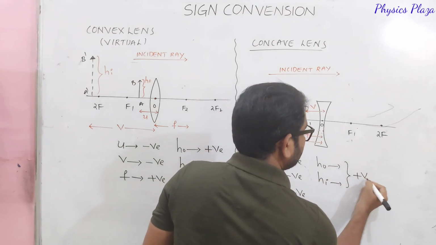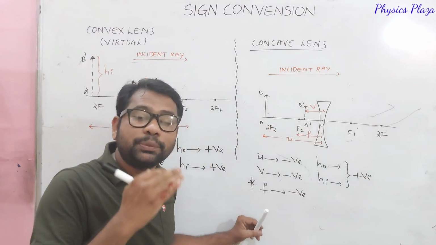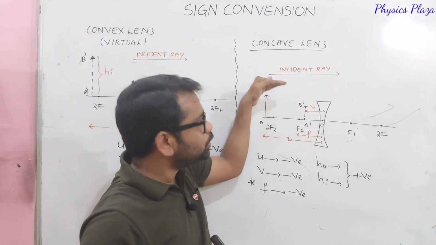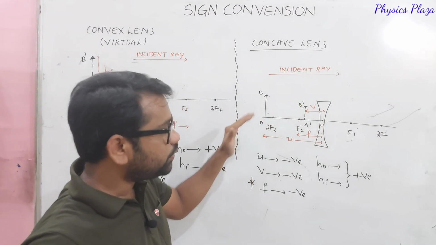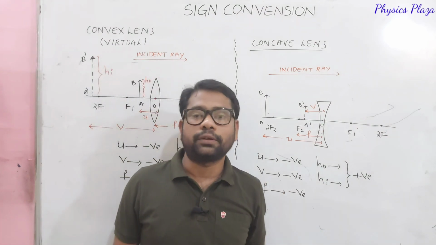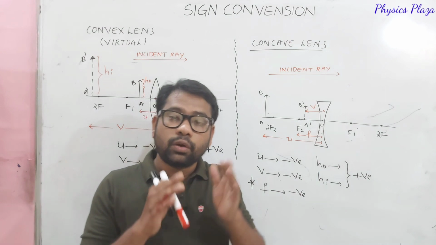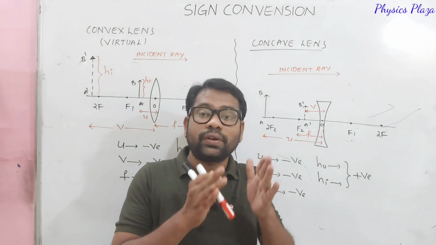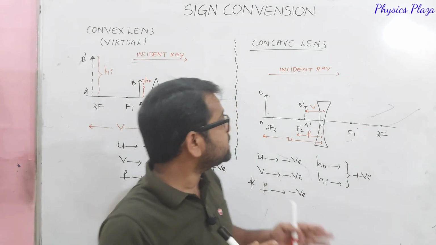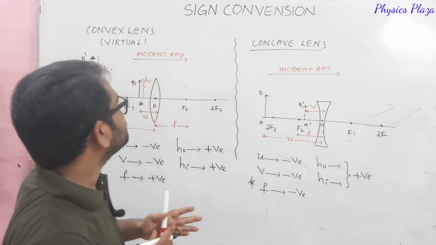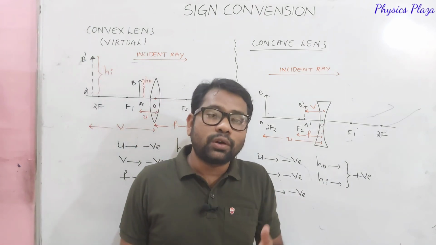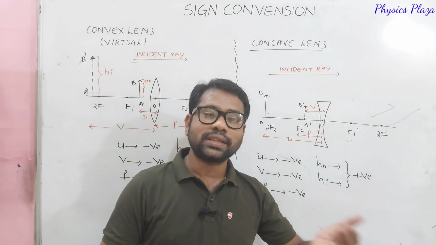Why? We know that the measurements taken above the principal axis are positive, and in this case object and image both are above the principal axis only. So this is how, children, we can take when they are going to be positive, when they are going to be negative. The very important thing is that, according to the sign convention rule, dear children, for a convex lens, focal length is always taken as positive, whereas for a concave lens, it is taken as negative. So these are the sign convention rules which we are going to use when we are solving the numericals based on convex lens and concave lens.